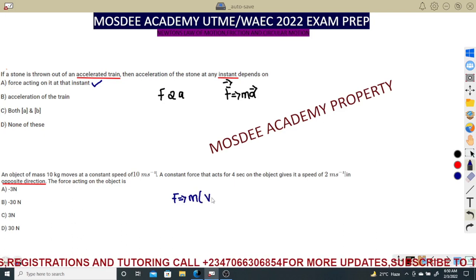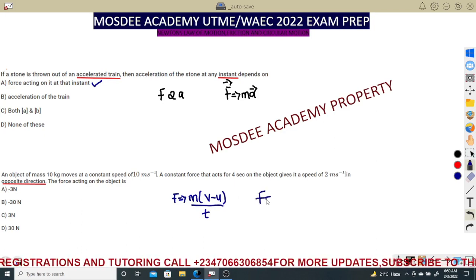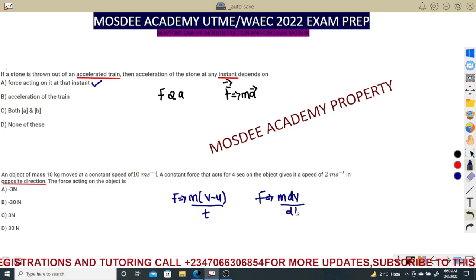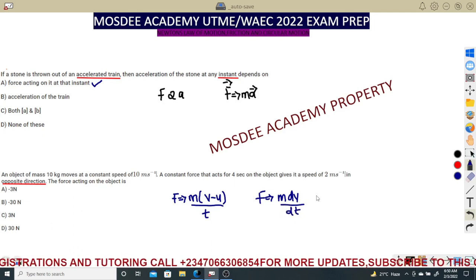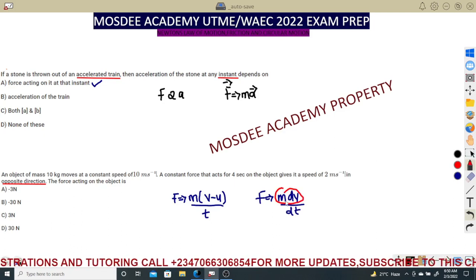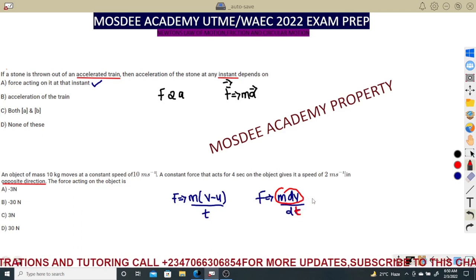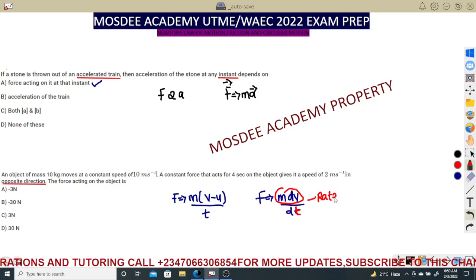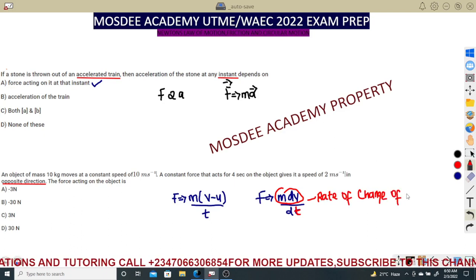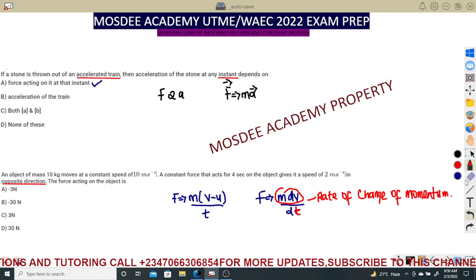A is V minus U over T, which you write as F equals M dV by dt. And you know M dV is called the change of momentum. M dV is called the impulse. So we say this is the law of rate, because there's a time, rate of change of momentum. I'm not supposed to waste time here, because it is just for us to get prepared. If you want to watch concepts, they are always available for you on the channel.